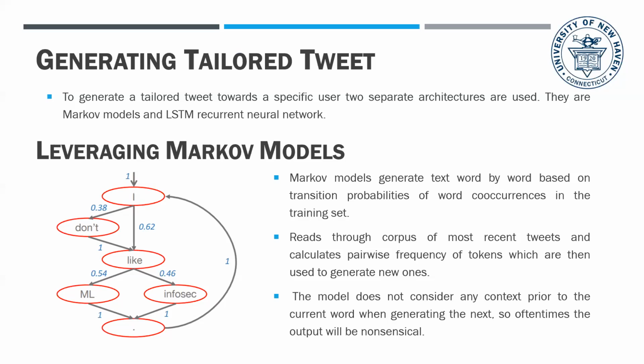This model reads through a corpus of most recent tweets and calculates pairwise frequencies of the tokens, as shown in the figure, which are then used to generate new tweets. So the context of the word is not considered in this model. As the context is not considered, the output obtained from this model can be nonsensical.